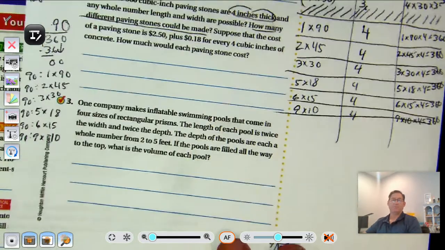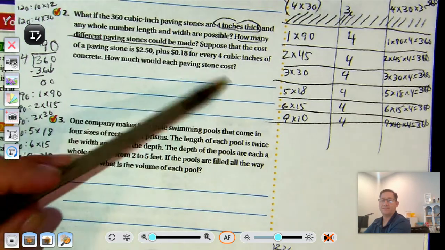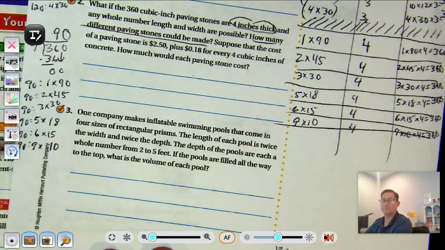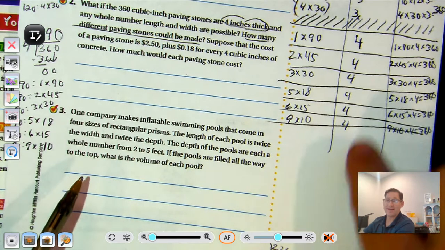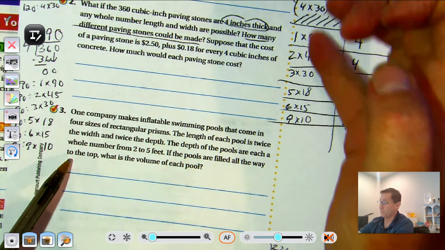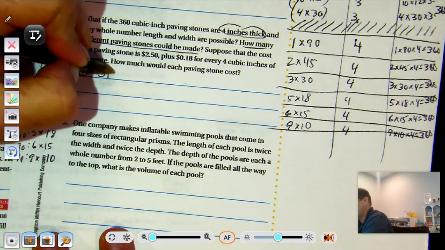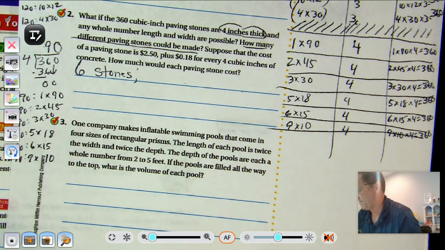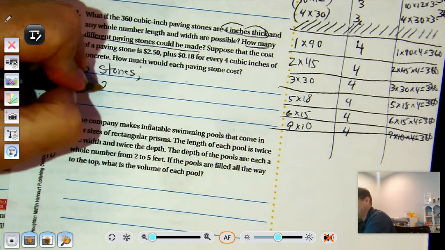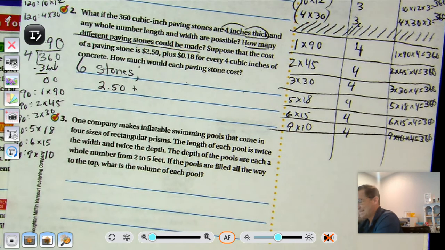So what we were doing in this problem was simply trying to find all the different bases I could make using a product of 90, because they told us the height had to be 4. So all the bases have to have a product of 90. Okay, so how many different paving stones could be made? 6 stones. Now, suppose that the cost of the paving stone is $2.50 plus 18 cents for every 4 cubic inches. Well, if the volume's 360, and we divide by 4, we'd have to multiply 18 cents times 90.